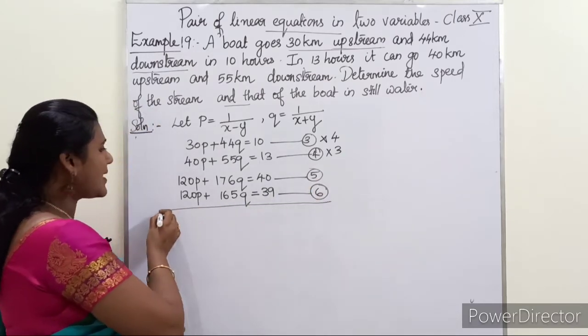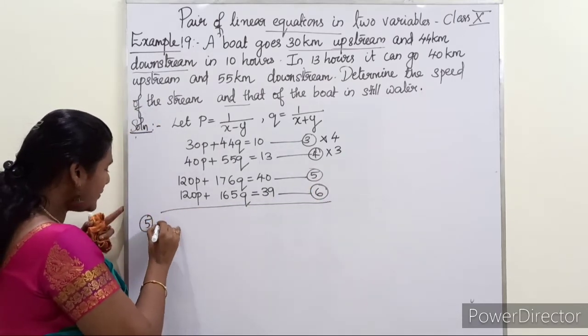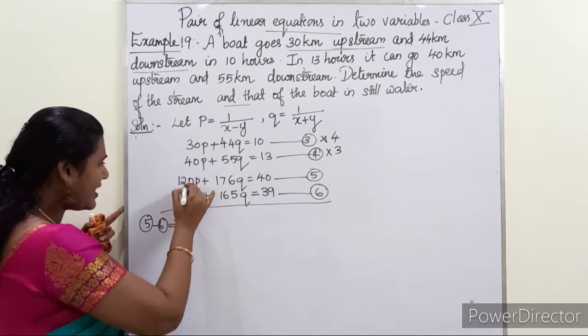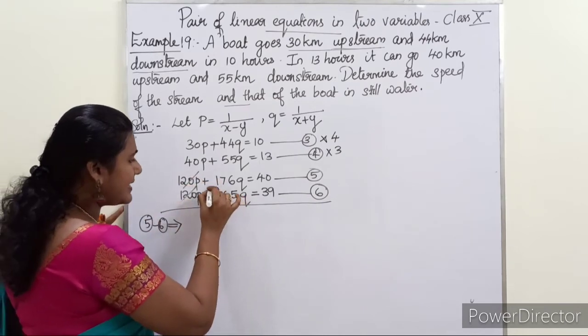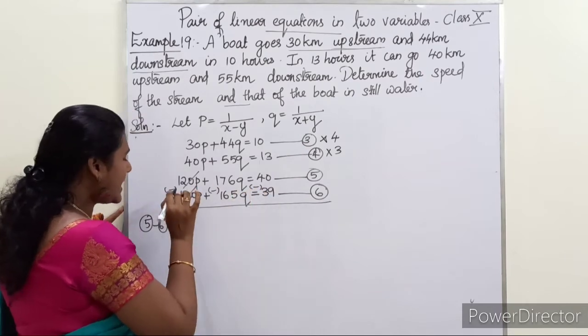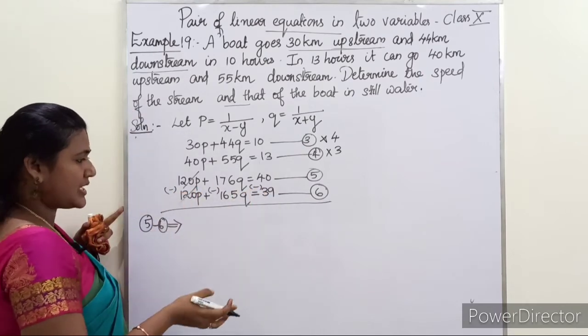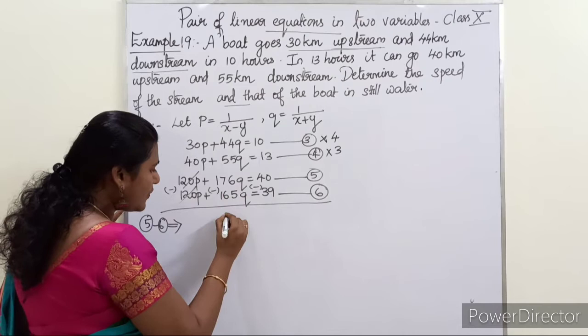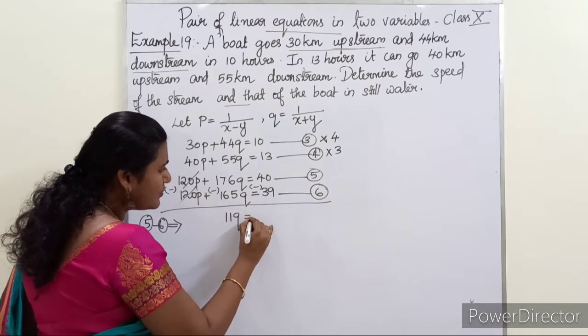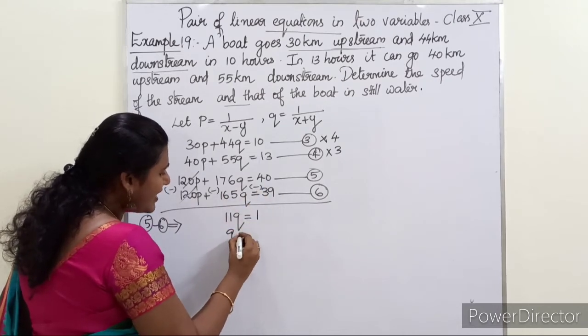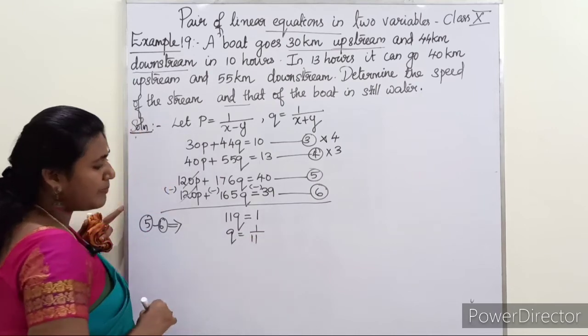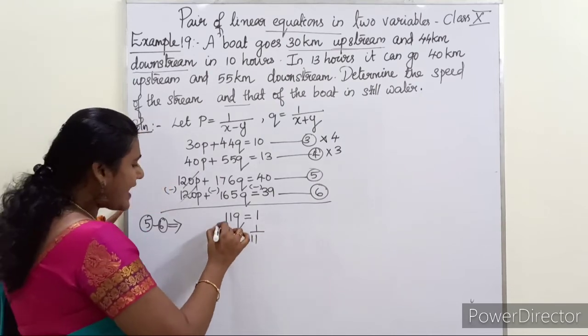Now we are going to subtract these two equations. These two terms will get cancelled, and for the other terms you have to change the sign for the second equation. So here you will get 11q is equal to 1. So the value of q is equal to 1 by 11. So I got the value of q.